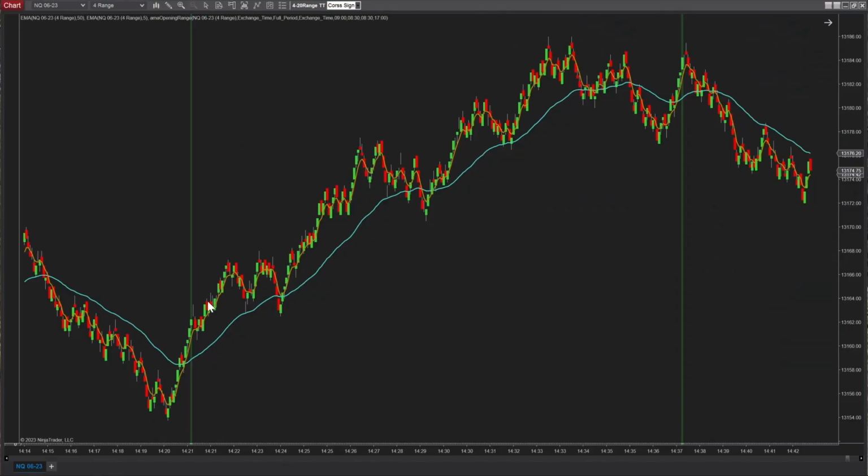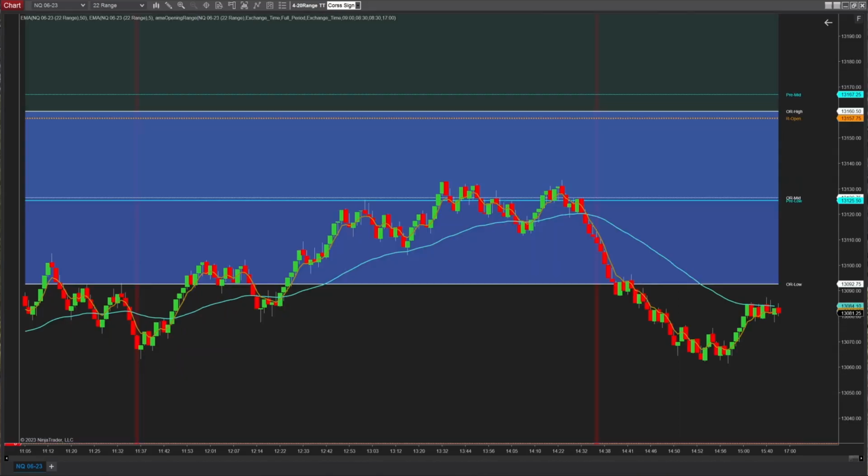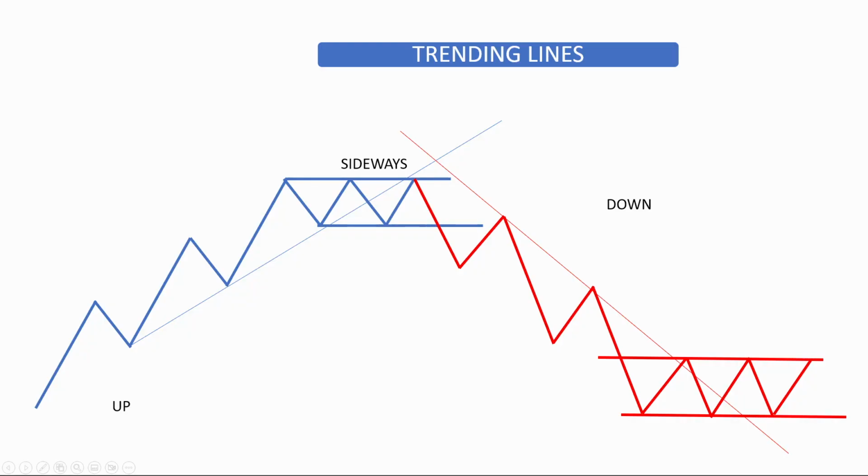However, it's important to note that not all trends are created equal. Some trends are strong and clear, while others are weak and choppy. That's why identifying the strength and direction of the trend is a crucial step in trend trading. There are several ways to identify trends. Trend lines, which are diagonal lines drawn on a chart that connect a series of higher highs or lower lows. These trend lines can help traders see the direction of the trend.